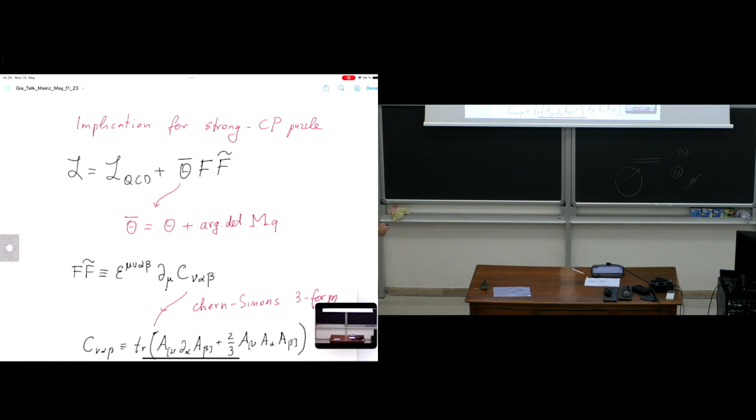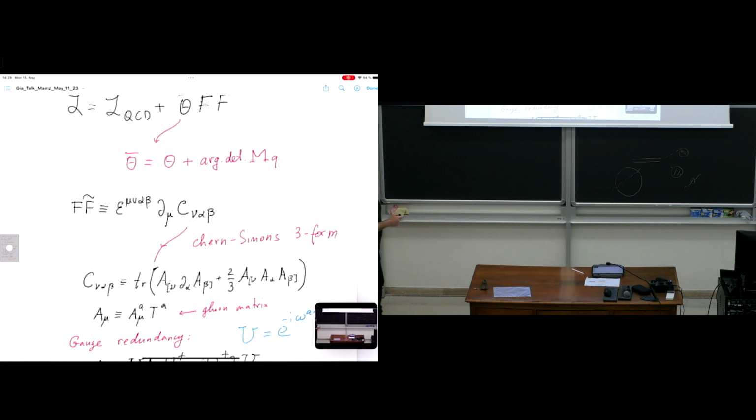Now, of course, this F F-dual field strength is a total derivative. Actually, you can write it as the anti-symmetrized field strength of a three-form, and this three-form will play an extremely important role in this discussion. Okay, so this is the so-called Chern-Simons three-form. Okay, so A is the gluon field, so the A mu's are gluons, the T's are generators, and this is a gluonic matrix.